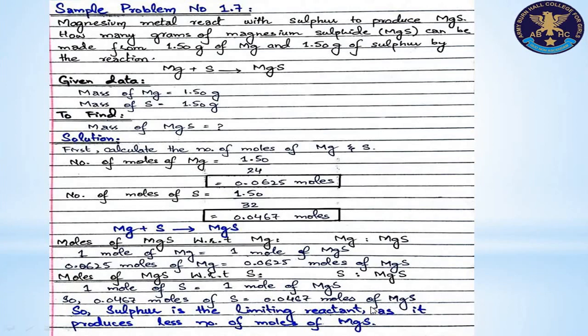Why is there a need to locate the limiting reactant? Because we have to proceed with the number of moles of magnesium sulfide for the calculation of its mass. As I have explained earlier, we proceed with the number of moles from the limiting reactant. So the number of moles of magnesium sulfide will be equivalent to 0.0467 moles. But here we have to find the mass of magnesium sulfide.